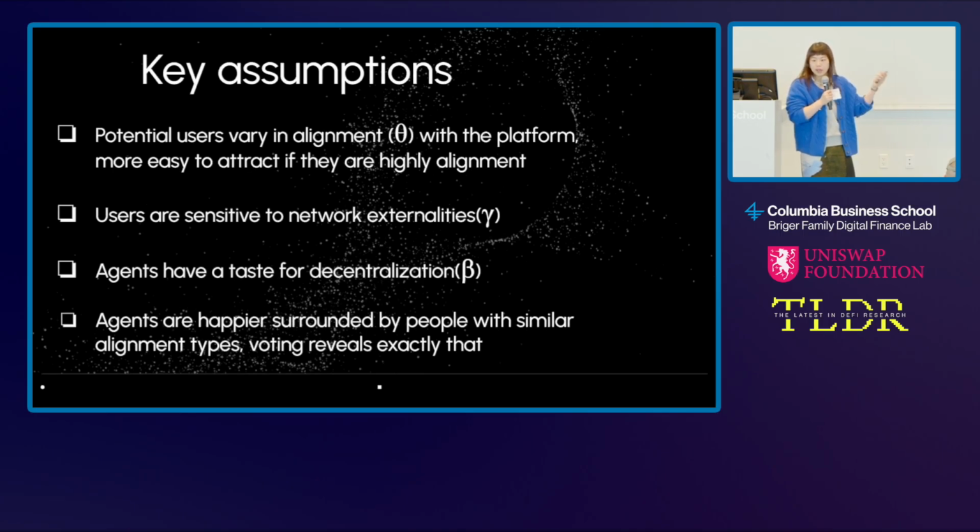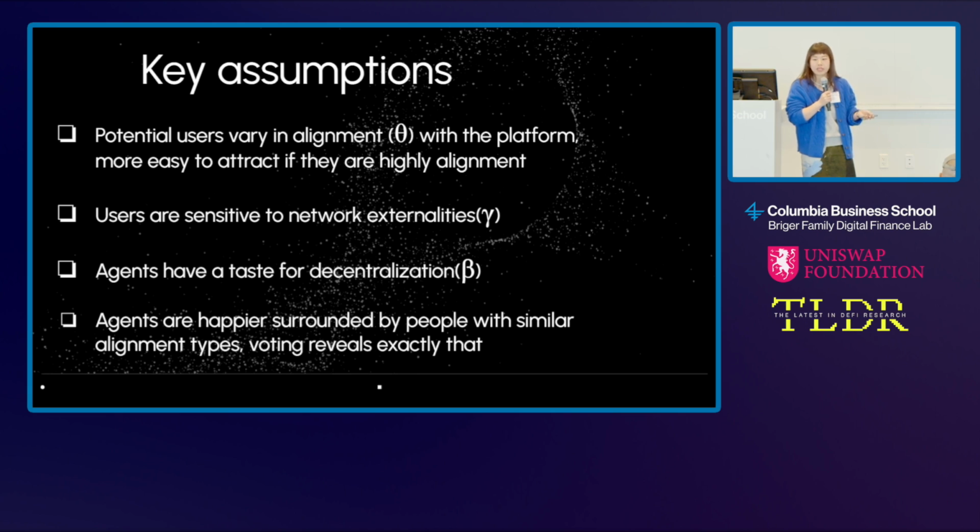The key assumption I make for the kind of platform I'm designing this airdrop for is that I have heterogeneous users who have different abilities of enjoying the service on this platform, which is going to guide them to make different using and voting decisions. Users are very sensitive, scaled by some parameter gamma, to the network size, and they have a taste for decentralization, which is empirically proven to be true because the same platforms are more successful as a decentralized organization in comparison to their counterparts as a centralized platform. And also agents are happier when they're surrounded by people around them.